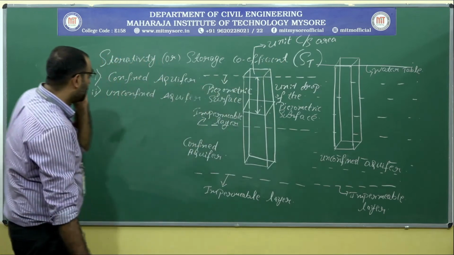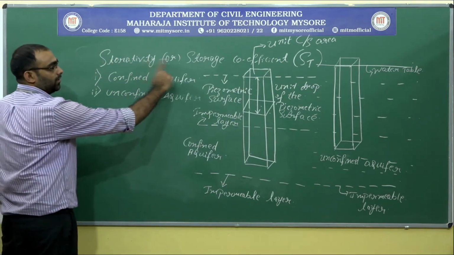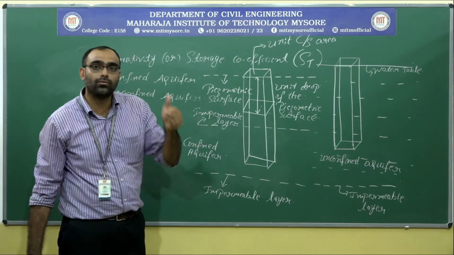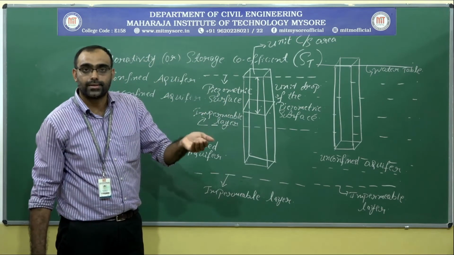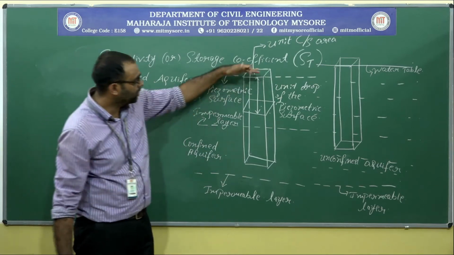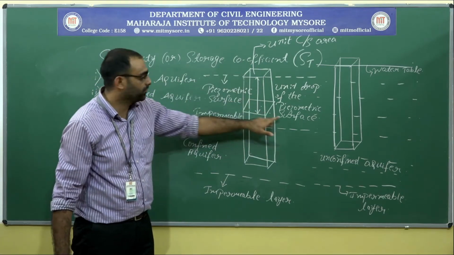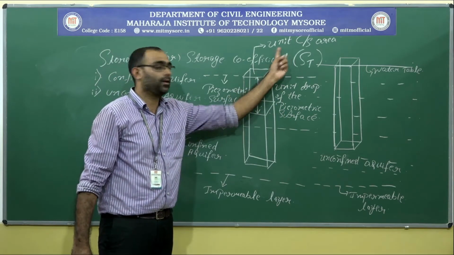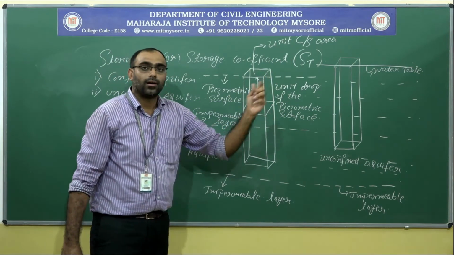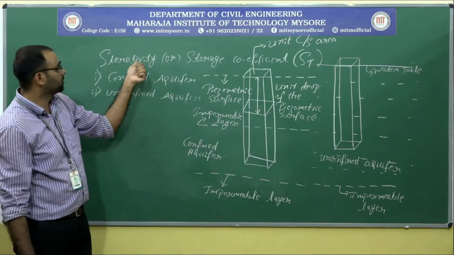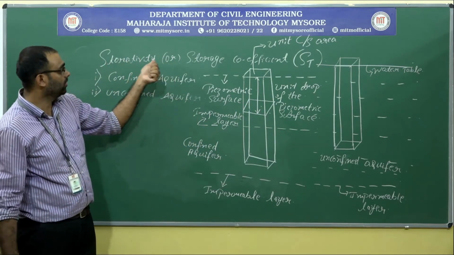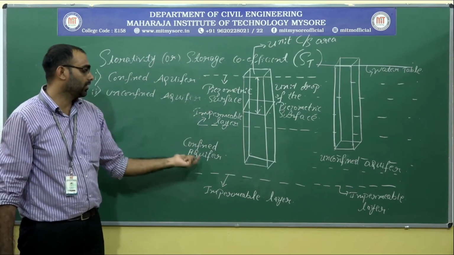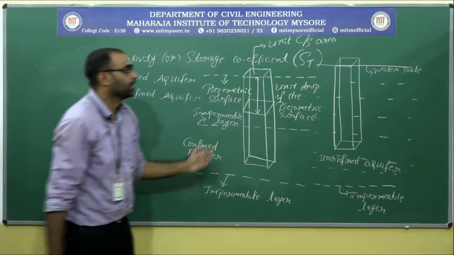Now you can define storativity or storage coefficient as the volume of water which is extracted per unit drop of the piezometric surface per unit cross-sectional area is called as storage coefficient or storativity. Okay, and this is for confined aquifer.